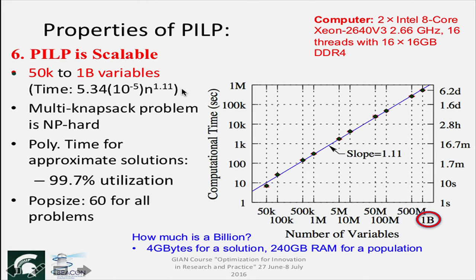It's not even square. Not even quadratic. It's slightly more than linear. Okay, so this is a polynomial time performance.